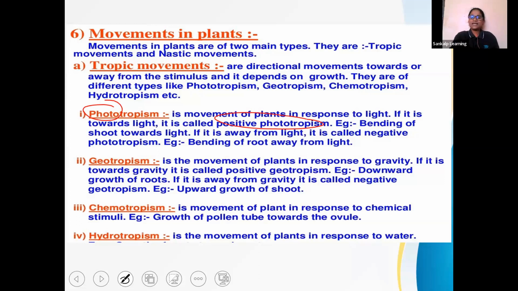Negative phototropism we see in the root system. The shoot system, the upper part of the plant, will be towards the light, but the lower part, the root system, will always be away from the light. Away from the stimulus we consider negative, towards we consider positive. So the shoot system shows positive phototropism and the root system shows negative phototropism.